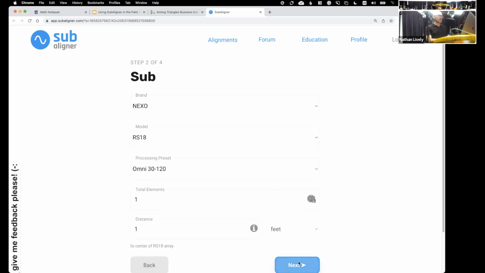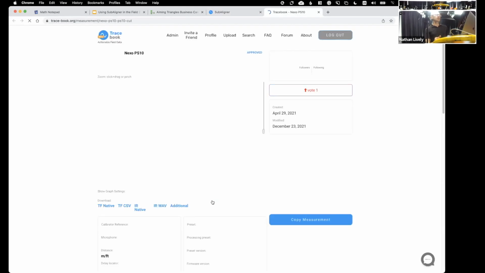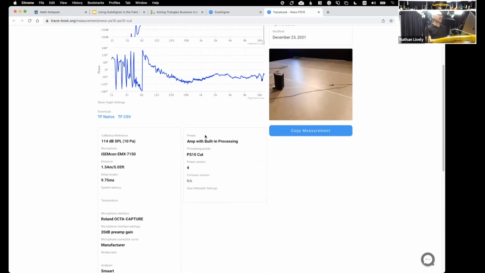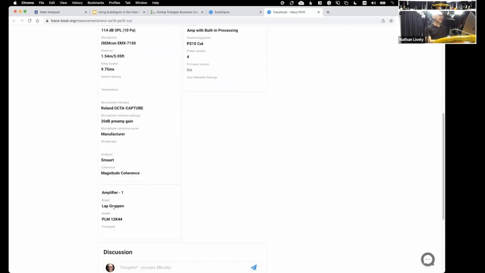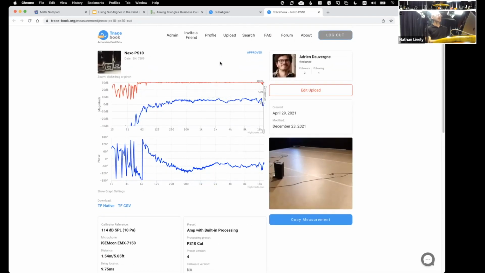But if you're ever wondering more about where these came from, a lot of them have a link to Tracebook, and then you can go directly to that measurement. You can see the quality of it, and you can see, oh, this was made with a Lab Gruppen amp. This is the model. This is the preset they use. And so you can really see if your setup matches exactly how the measurement was taken.